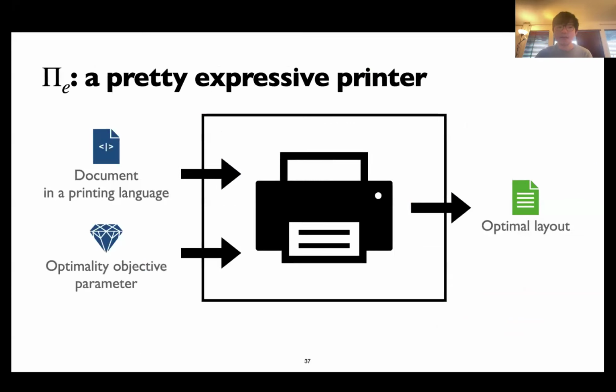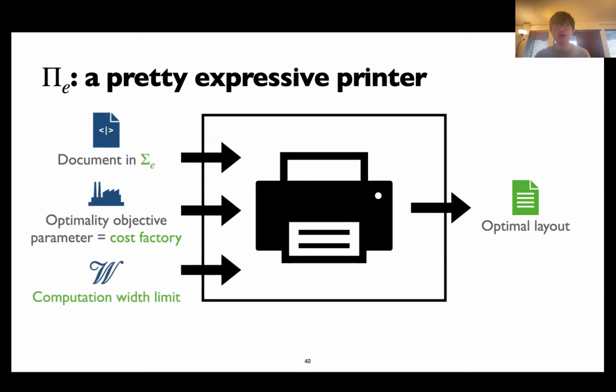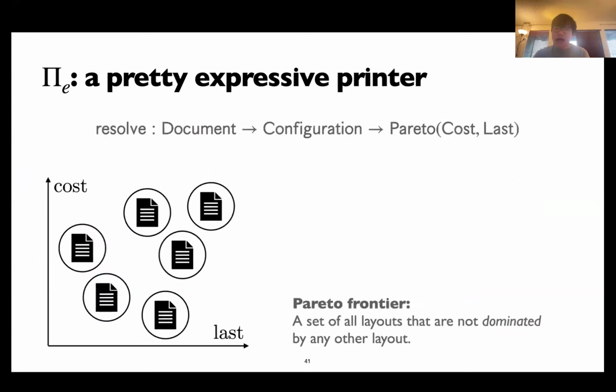To summarize, PyE, which is our pretty printer, consumes a document in the Sigma E pretty printing language. It has a parameter, which is the cost factory, and it also consumes a computation width limit for aggressive pruning. And then it outputs the optimal layout. At the core of PyE is a function called resolve. It consumes a document which encodes a set of layouts shown on the bottom left, consumes a configuration, and then outputs a set of layouts.